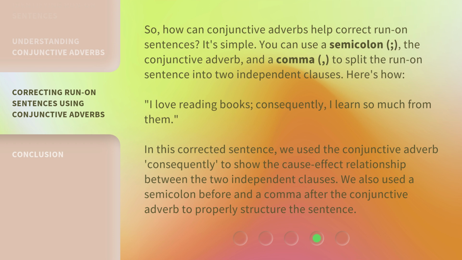In this corrected sentence, we use the conjunctive adverb, consequently, to show the cause-effect relationship between the two independent clauses. We also used a semicolon before and a comma after the conjunctive adverb to properly structure the sentence.